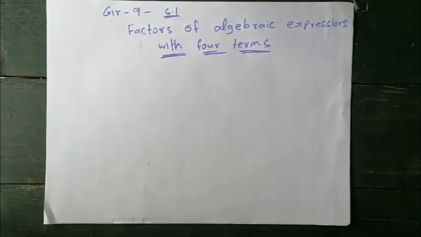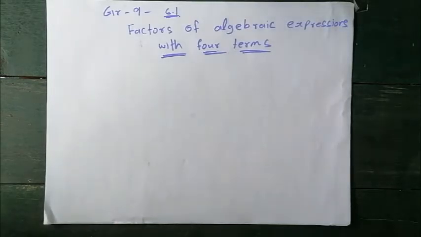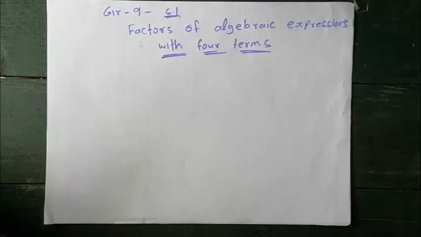In the review exercise, all the questions asked us to find the factors, or in other words, to factorize. Factorizing means taking out the common term. Is that correct? Yes. Okay. All the questions given in the review exercise consist of 3 terms. Now we move to the other part of factorizing, that is algebraic expressions with 4 terms.